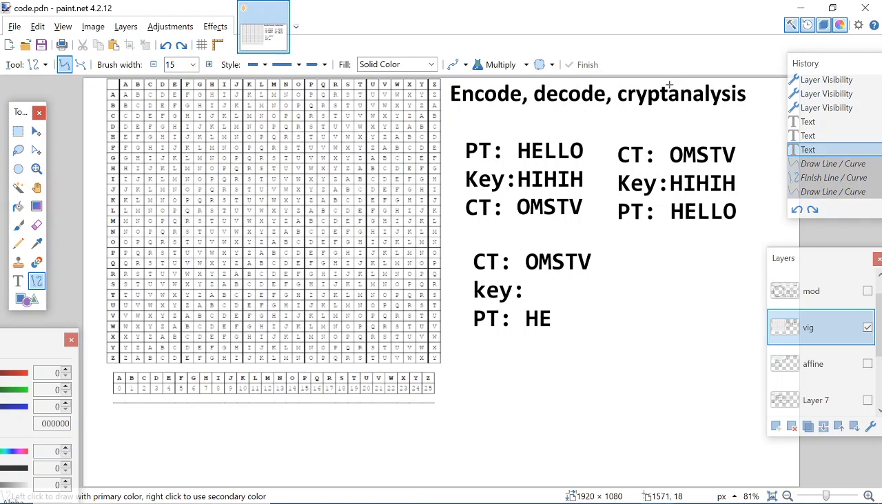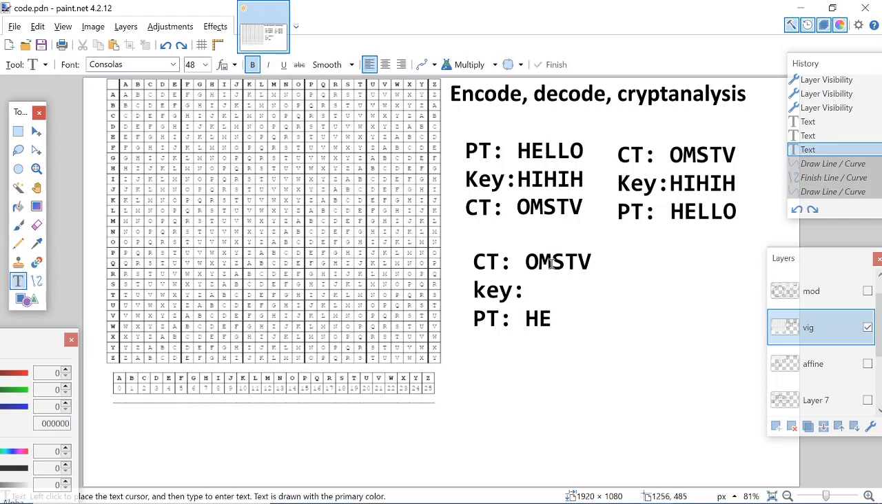Last one is cryptanalysis. Basically, they'll give you the ciphertext and then a couple letters of plain text as a crib, it's called. So what you're supposed to do is use the plain text to find the key. In this case, say O is H and M is E. So I basically decode that, and you can do the same thing as you did before. You can either subtract: O minus H is 7, and 7 is also H, so it's H.